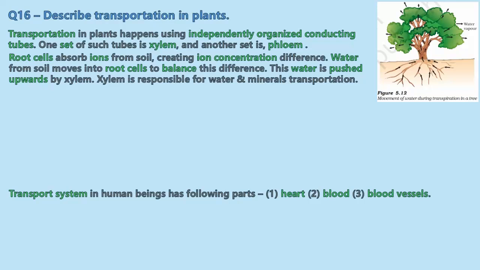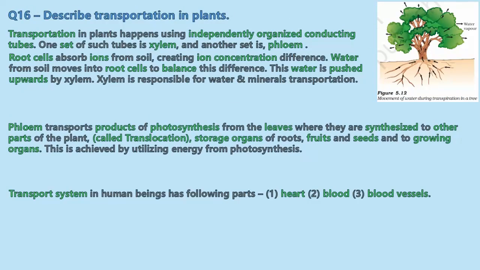What happens is there are ions in the soil which are absorbed by the roots. So there is a difference in ion concentration, where the concentration is more in the roots. Because of this, water from the soil moves towards the roots and gets absorbed by the roots to balance this concentration difference. And this water which gets absorbed by the roots is pushed upward by the xylem.